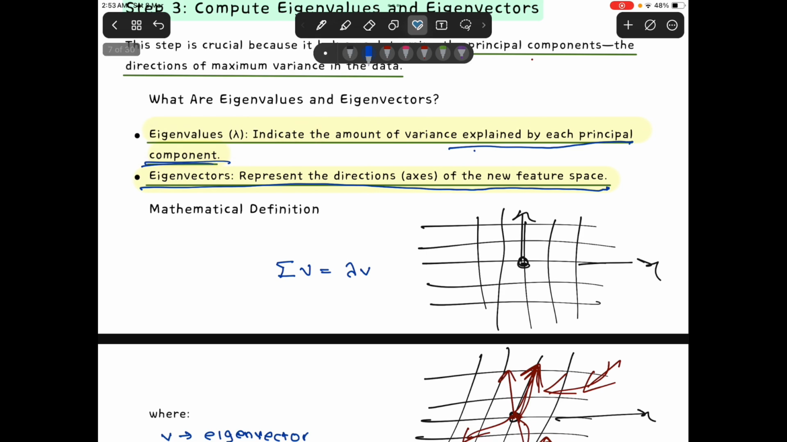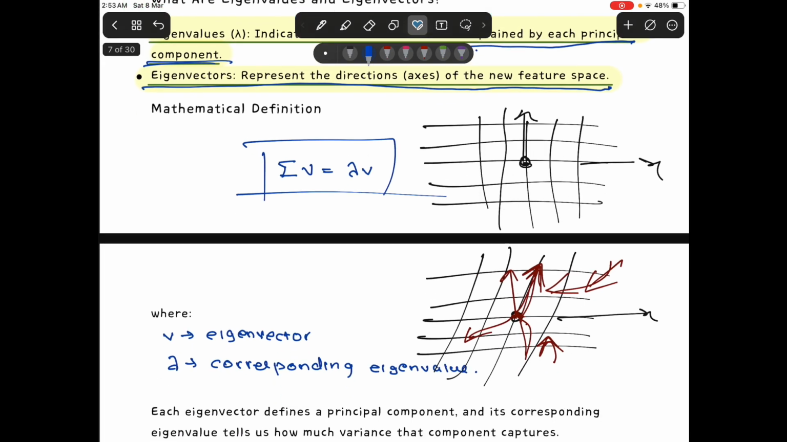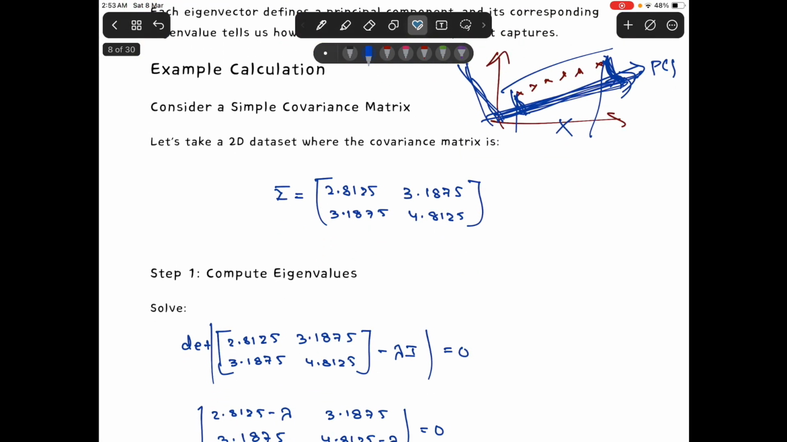I hope you already know how to compute eigenvalues and eigenvectors. We have studied this in class 8 only, so this is just a computation part. You can pause the video and check it. If you do not understand, I will explain this in another video.